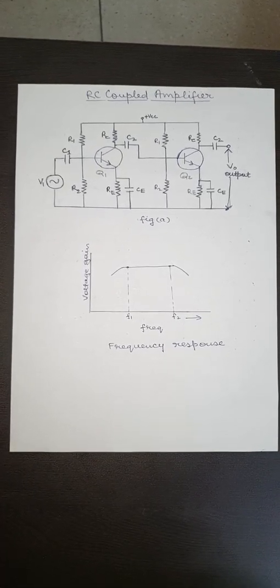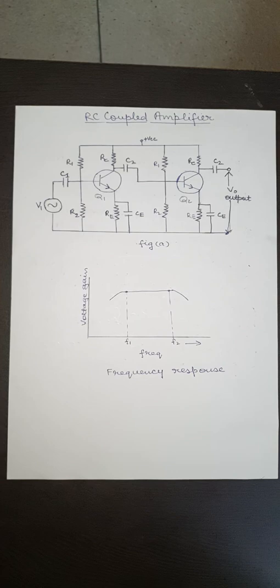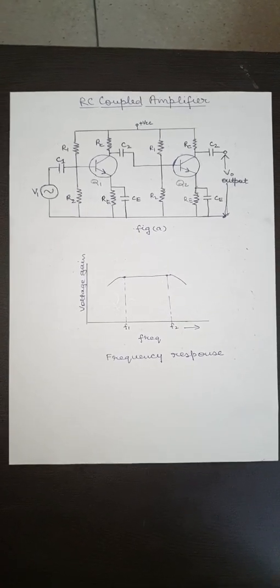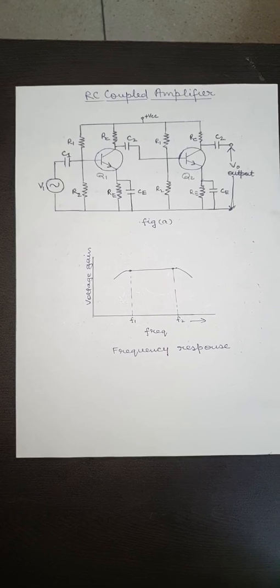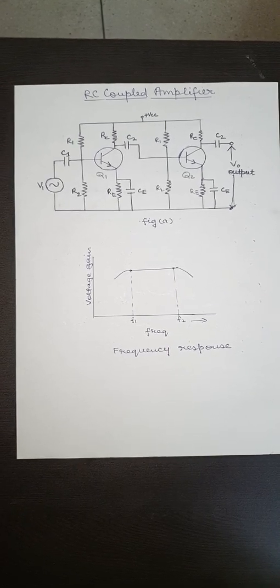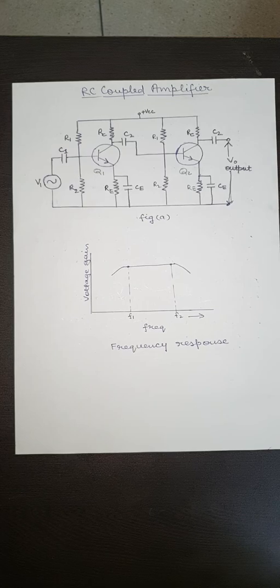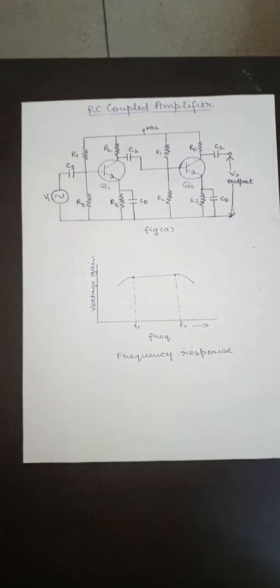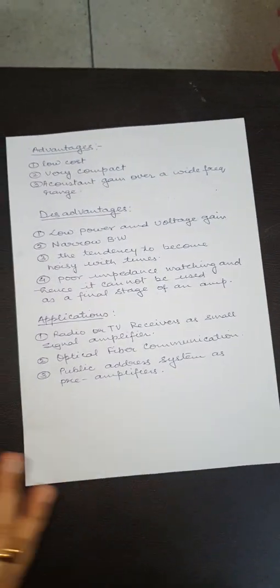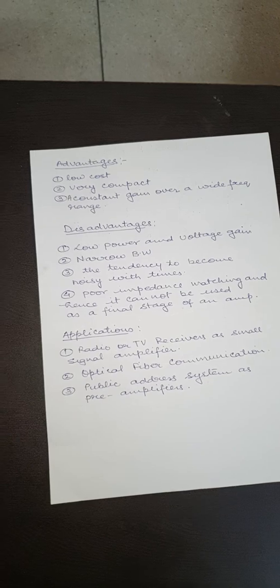And in the high frequency region, the gain will decrease due to transistor internal capacitance and stray capacitance. At high frequency, the reactance of C2 is small, and this increases the loading effect of the second stage and lowers the gain. Next are the advantages and disadvantages of the RC coupled amplifier.